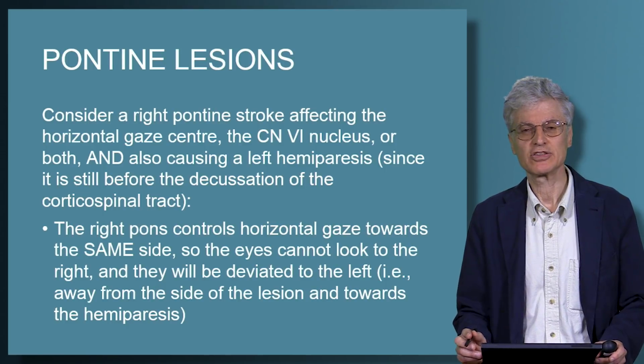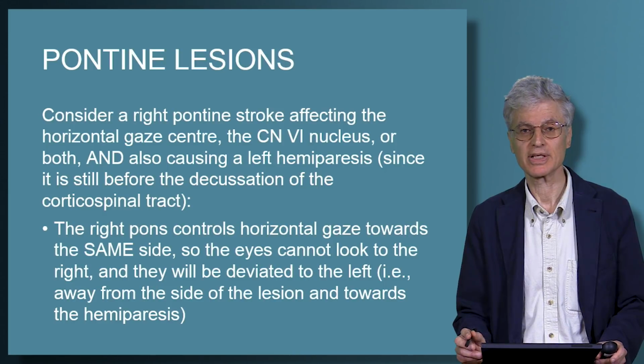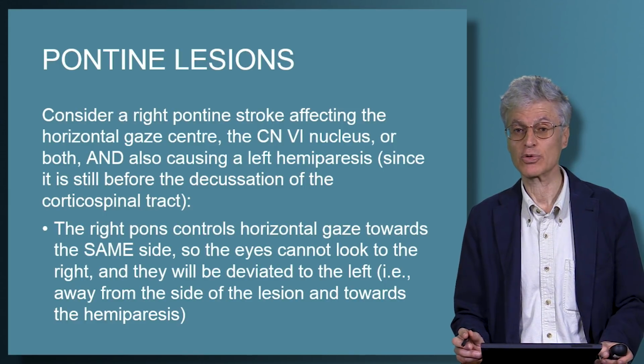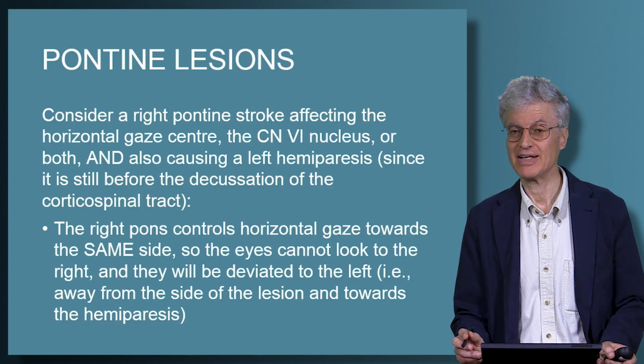Consider a right pontine stroke affecting the horizontal gaze center, the sixth cranial nerve nucleus, or both, and causing left hemiparesis, since it is still above the decussation of the corticospinal tract. We said the right pons controls horizontal gaze towards the same side, so the eyes cannot look to the right, and they will be deviated to the left. That is, deviated away from the side of the lesion and towards the hemiparesis.